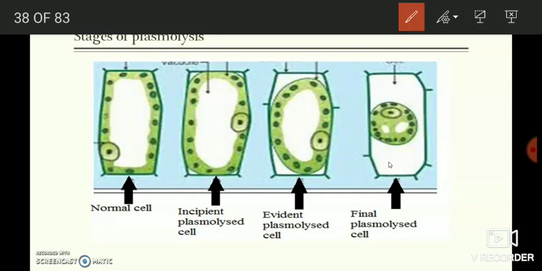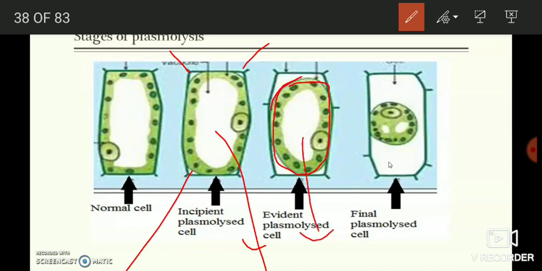Here you can see the different stages of plasmolysis. This is incipient plasmolysis. Incipient plasmolysis is that stage of plasmolysis when the protoplasm becomes separated from the cell wall only at the corners. Then due to further loss of water due to exosmosis, the protoplasm starts withdrawing from the rest of the cell wall. It becomes evident that the cell has lost water, and finally due to further loss of water, the cell reaches a stage which is known as complete plasmolysis or final plasmolysis, and this cell cannot regain.